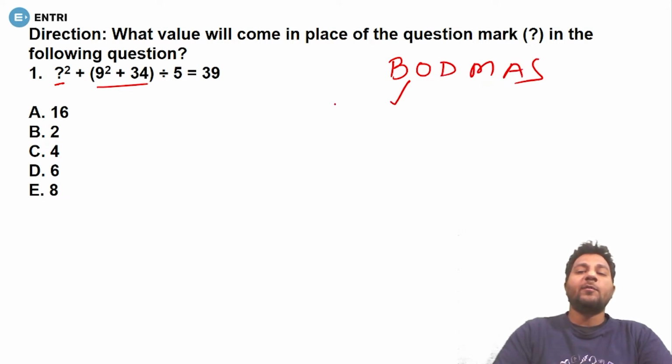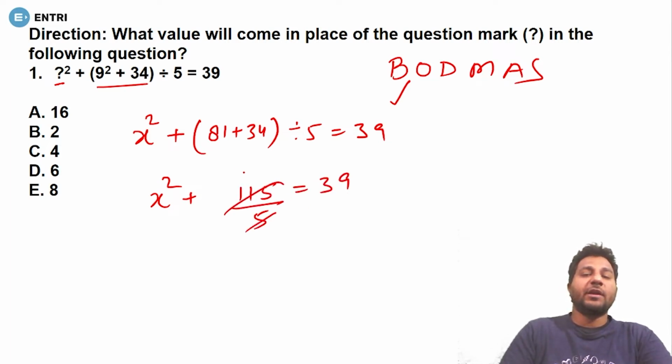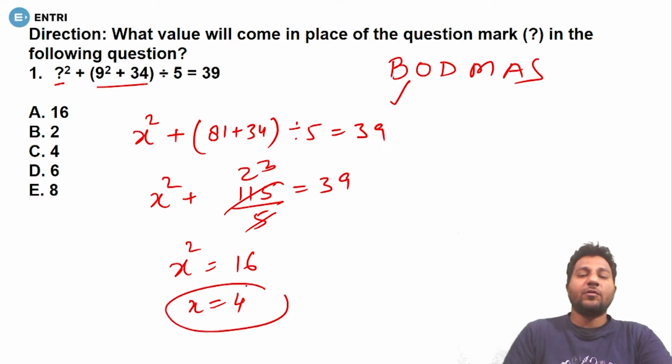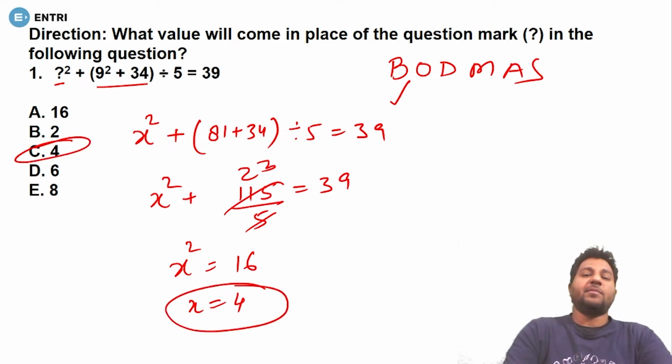Let's say that the question mark stands for x. So x square, 81 plus 34 divided by 5 is equal to 39. Okay, so x square plus 115 divided by 5 is equal to 39, so it will be 23. x square is equal to what? 16. So x is 4. Hence your option C will be correct.